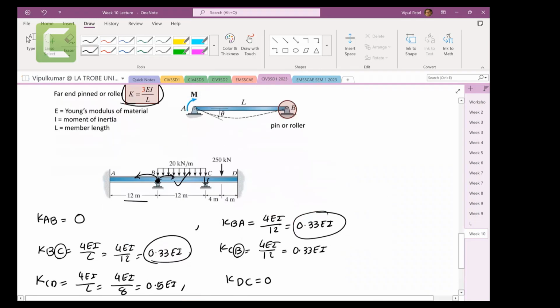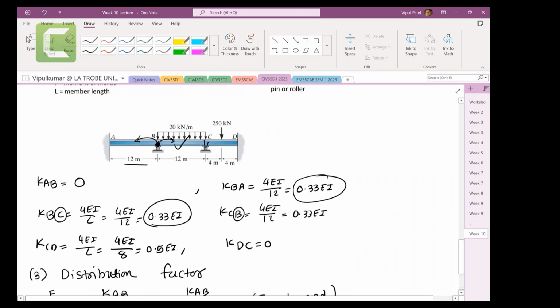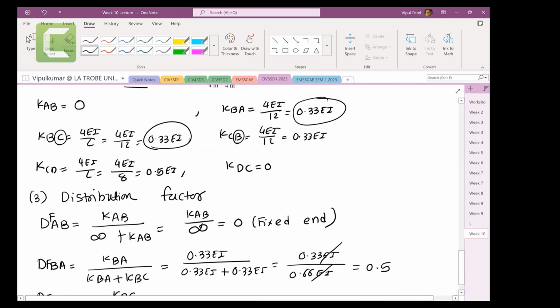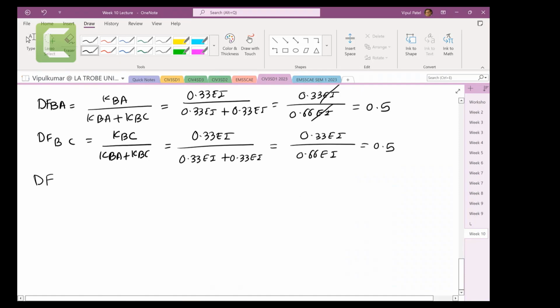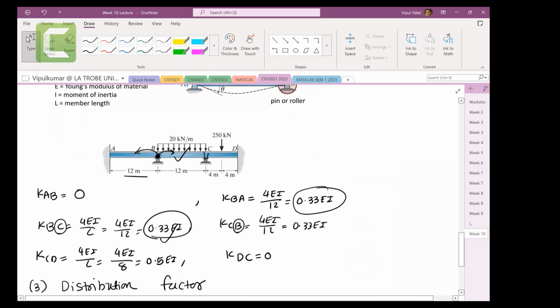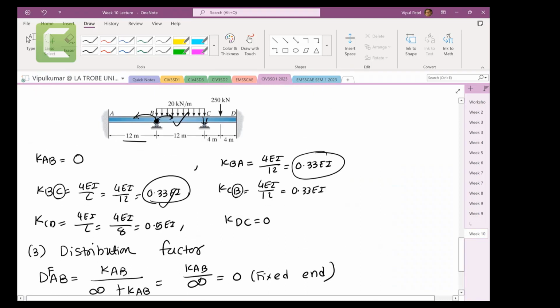Now we can calculate BC. Distribution factor BC equals stiffness of BC over stiffness of BA plus stiffness of BC. BC has a stiffness of 0.33EI. BA has 0.33EI, plus 0.33EI. So you get 0.33EI over 0.66EI. You get 0.5. Distribution factor of BC is done. Now CB equals KCB over the sum at joint C.